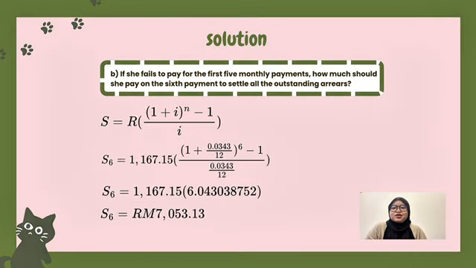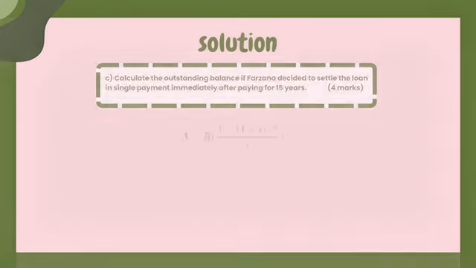So for question B, we will need to find the outstanding arrears. So we will use the future value formula. So S equals to R, which is 1,167 ringgit 50 cents, bracket 1 plus I, which is 0.0343 over 12, bracket N, which is 6 for this question, minus 1 over I, which is also 0.0343 over 12. And then we will get the answer, 7,053 ringgit 13 cents.